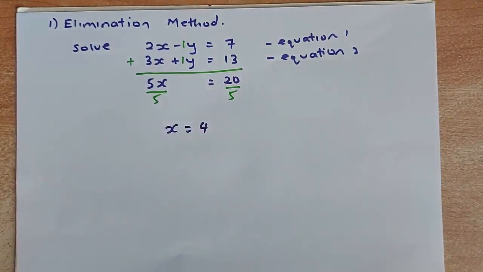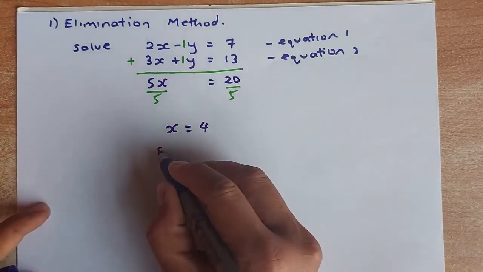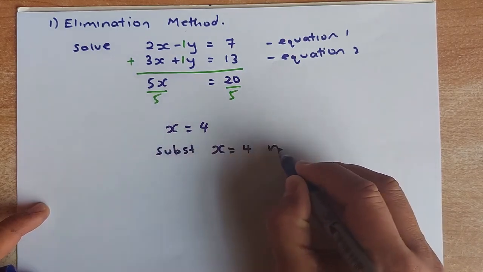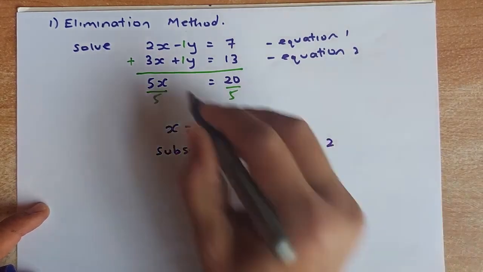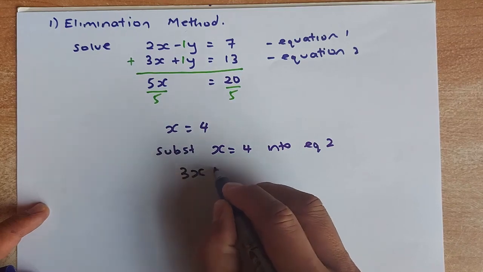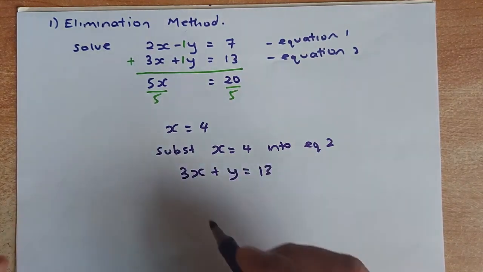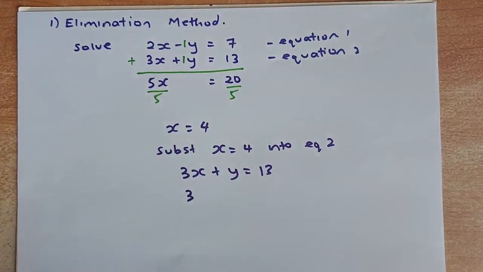That is not all. You have to find your y. To find your y, you need to substitute into either equation 1 or equation 2. We decide to use equation 2 because it seems to be easier. So substitute x equals 4 into equation 2. Equation 2 is 3x plus y equals 13. Now you know that your x is 4, so you are going to replace x with 4.